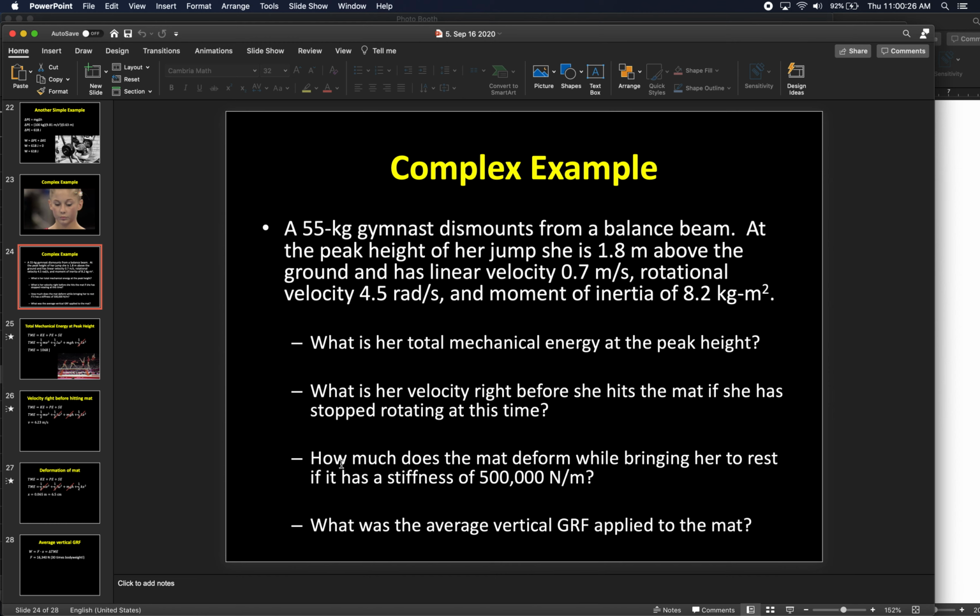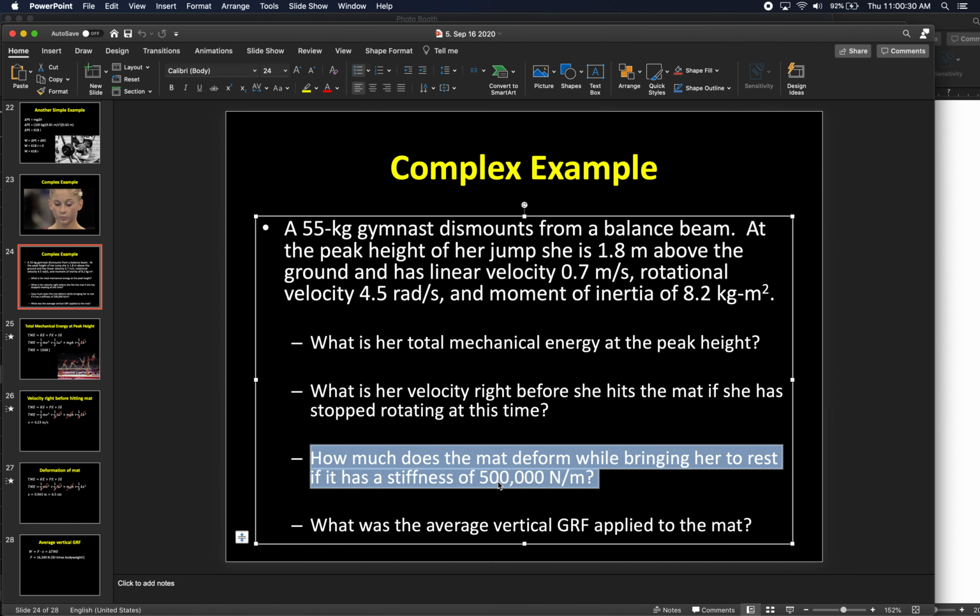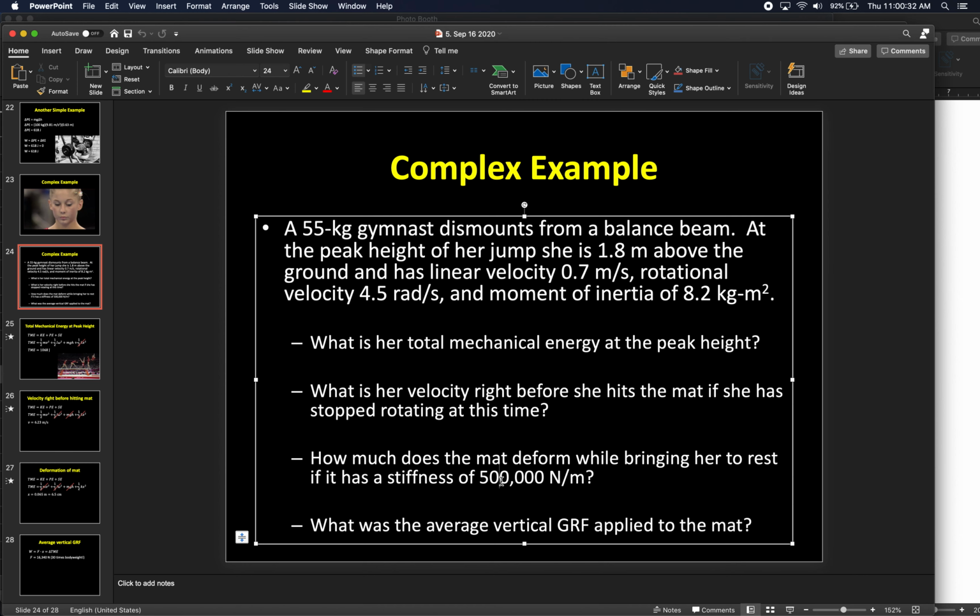Okay, part 3 is where things get a little bit more complicated. This is where we're told something about stiffness and deformation. This is asking how much does the mat deform after she hits it while bringing her to a rest if it has a stiffness of 500,000 newtons per meter.